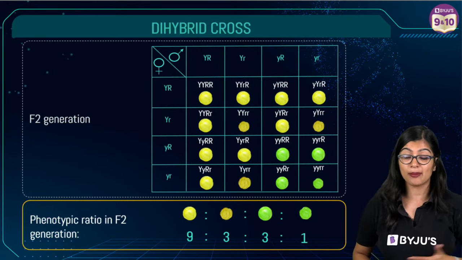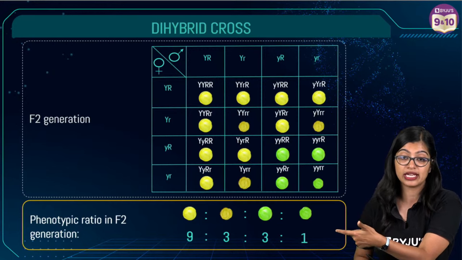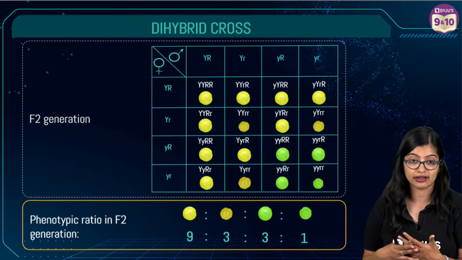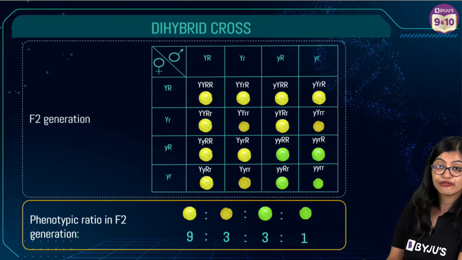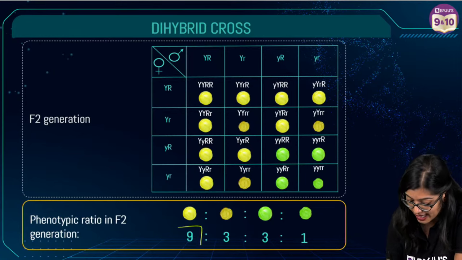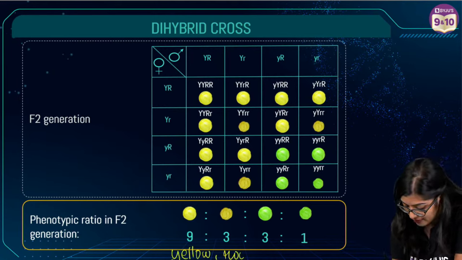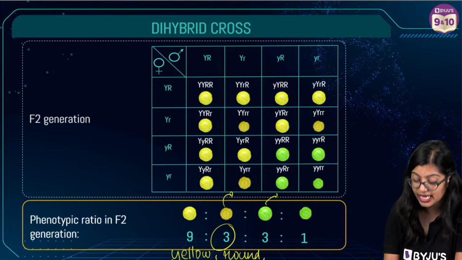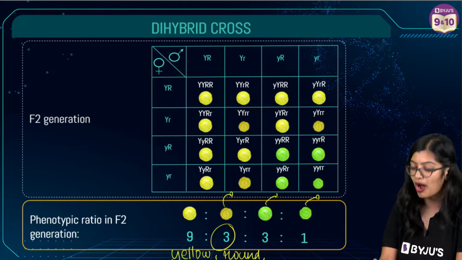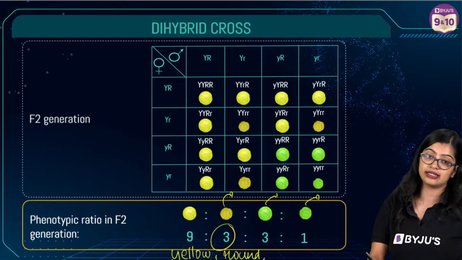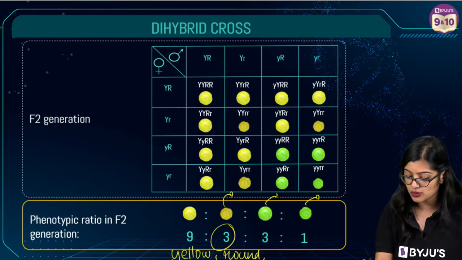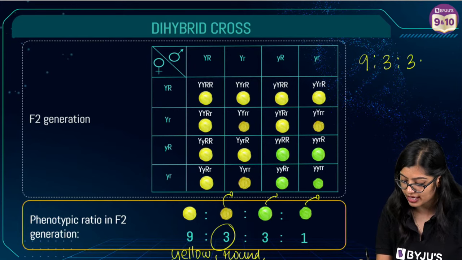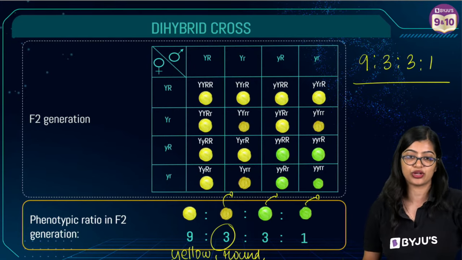Now, of course, when you talk about the genotype of this, it becomes very complicated, right? While on the other hand, when you talk about the phenotype, we see that nine of them will be yellow and round, right? Then three of them will be yellow and wrinkled, three will be green and round, and only one will be wrinkled and green, right? So with this, of course, we get our famous dihybrid ratio, which is 9:3:3:1.